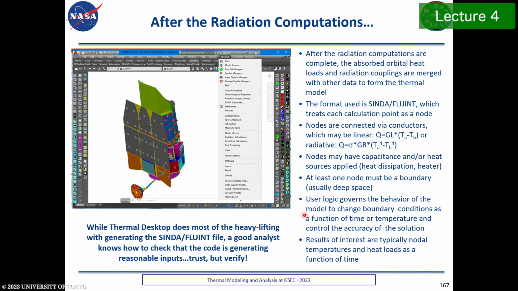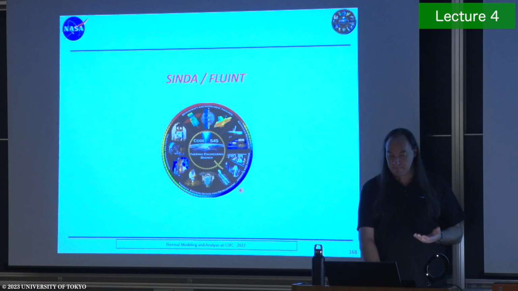And usually what we're interested in out of that is the heat loads as a function of time and the temperatures as a function of time. The temperatures to make sure we're within requirements, the heat loads to feedback, or the heaters to feedback to make sure that the power budgets are satisfied and we don't need too much heater power in order to do the mission, because that is a finite resource based on solar arrays.